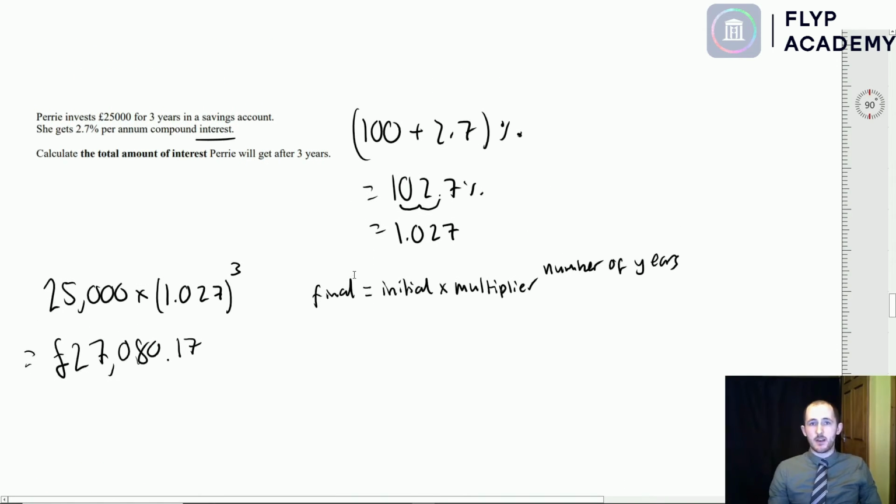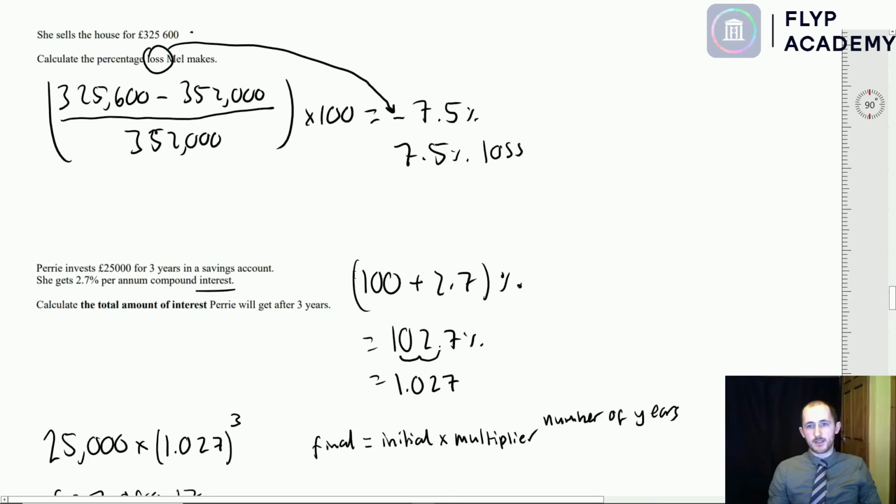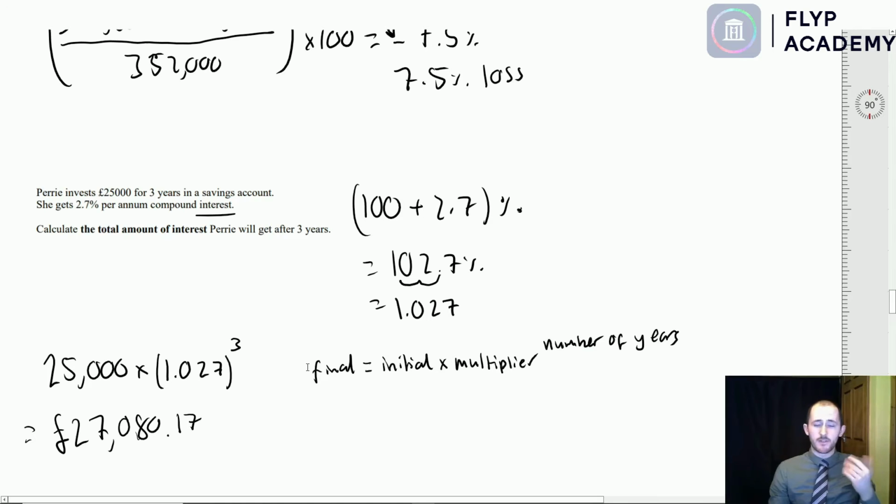And that's everything you need to know about percentages, okay? You need to take percentages of numbers, you need to do percentage loss and gain, profit, and compound interest as well. Okay.